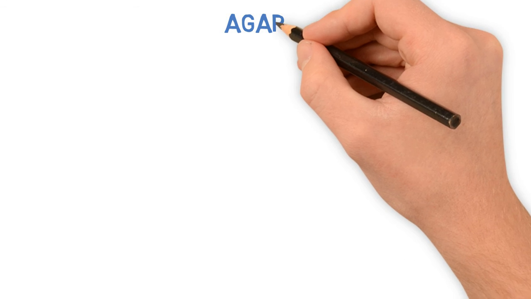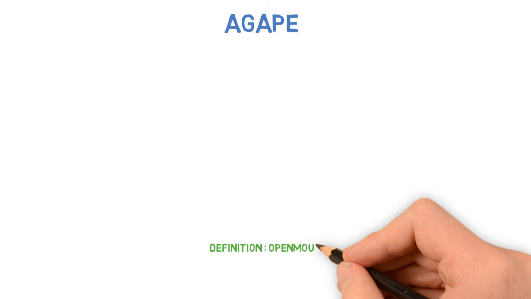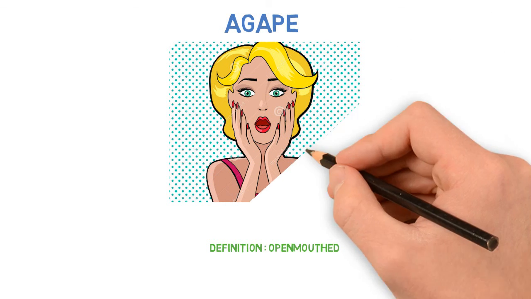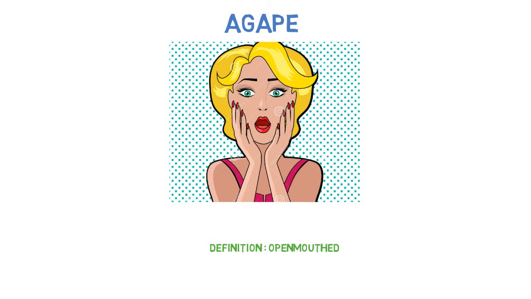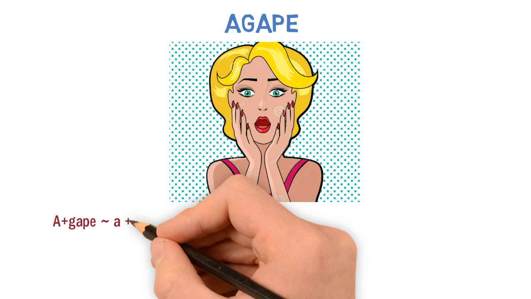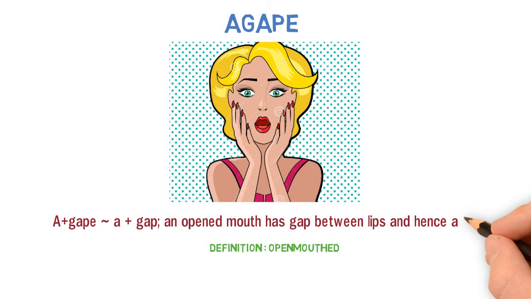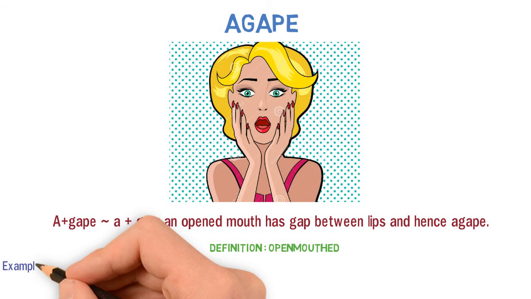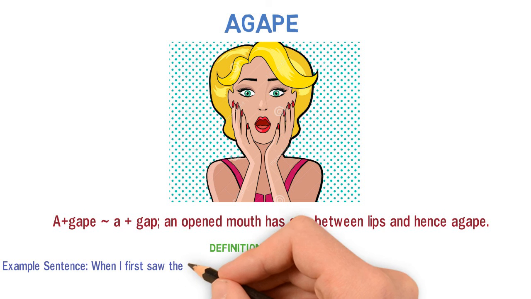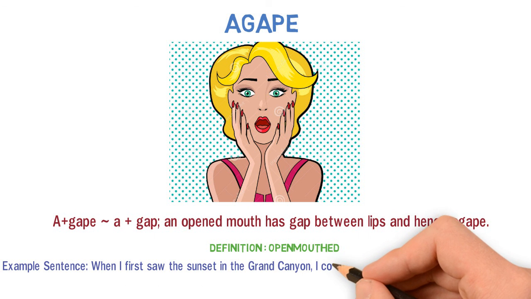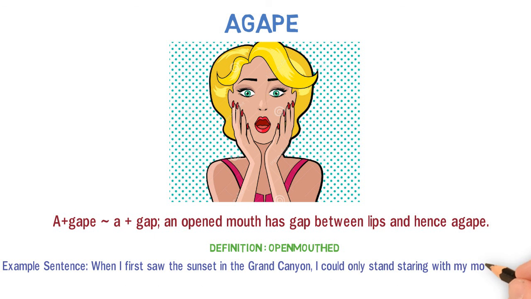Now agape. Definition of agape is open-mouthed. Open-mouthed means it's an expression of shocking news, and the mnemonic which you can use here is A plus gape, meaning A plus gap. An open mouth has a gap between the lips and hence a gape. Okay, you can see here that a girl has an open mouth, a gap between the lips. When there is a gap between the lips, it is known as open-mouthed. Okay. And the example sentence is: when I first saw the sunset in the Grand Canyon, I could only stand staring with my mouth agape.